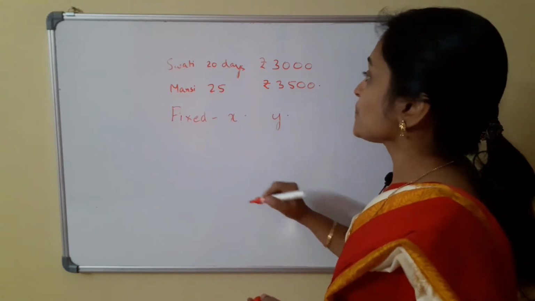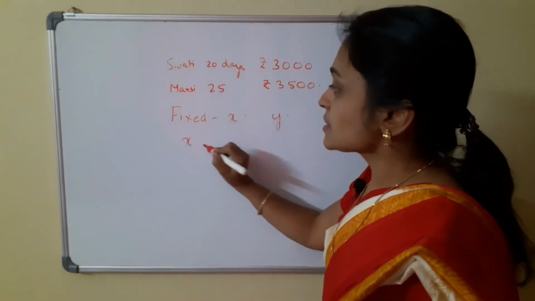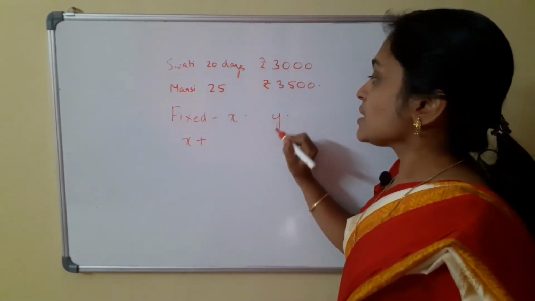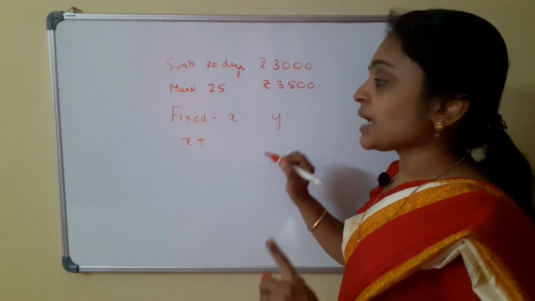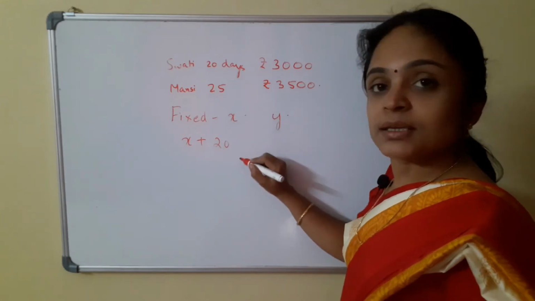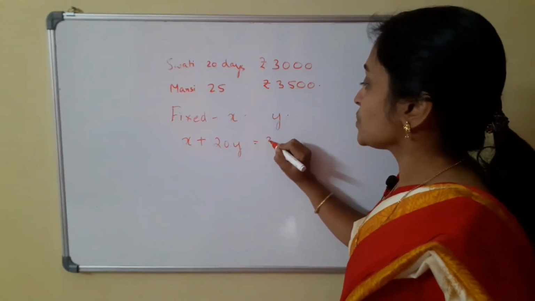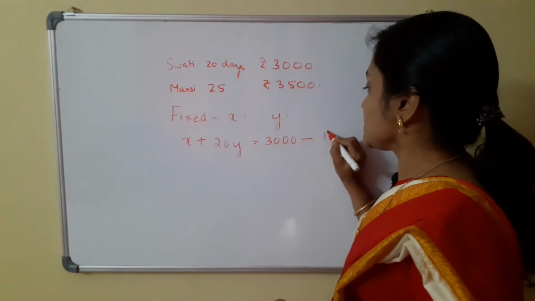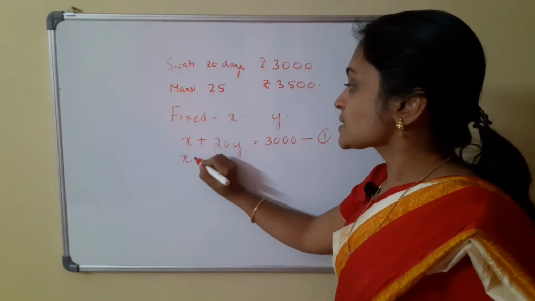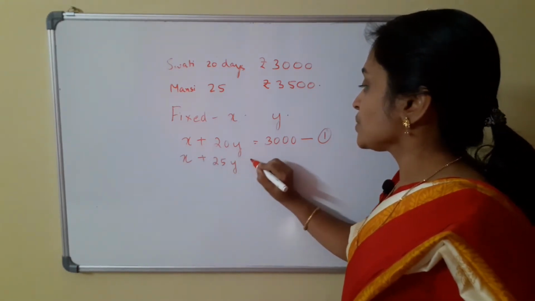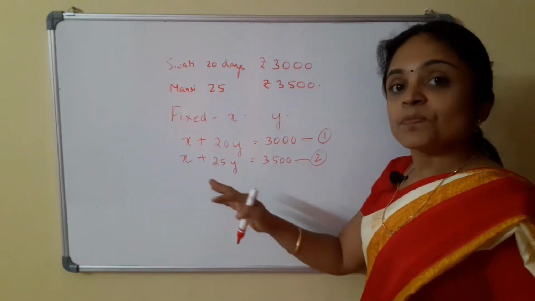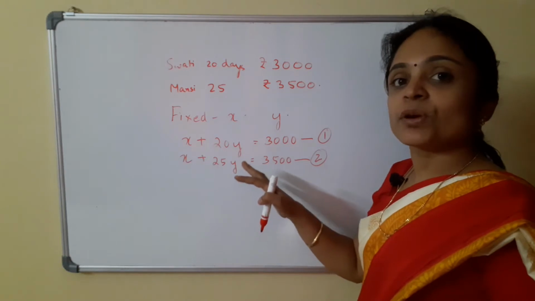Okay. So, fixed charge is fixed. So, x plus, and this charge depends on number of days they have taken food. So 20y. Swati, it is 20. So x plus 20y equal to 3000. We got this as equation for Swati. Then for Mansi, it is x plus 25y equal to 3500. So you can solve this equation to get x and y.